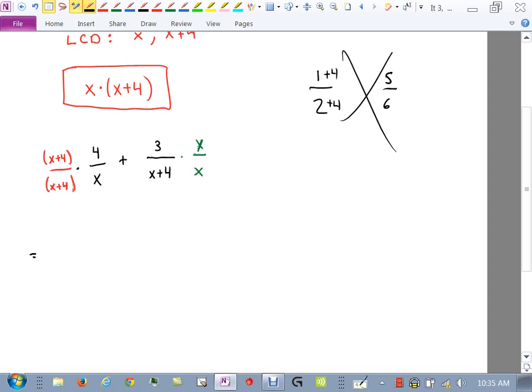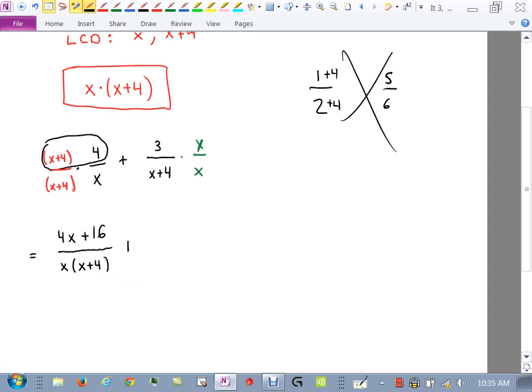So this turns into, let's multiply this top left right here together. Distribute that 4 through the parentheses, and what do you get? 4x plus 16. Okay, on the bottom, I could multiply the x times the x plus 4, couldn't I? But I'm going to leave it. I'm just going to rearrange it. I'm going to put the x in front. So I have not changed the bottom, have I? And I recommend you don't do that either. Don't change them. Just keep them for now.